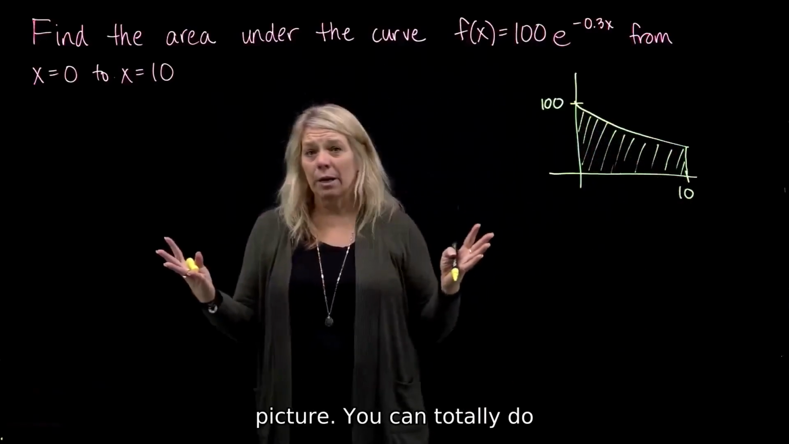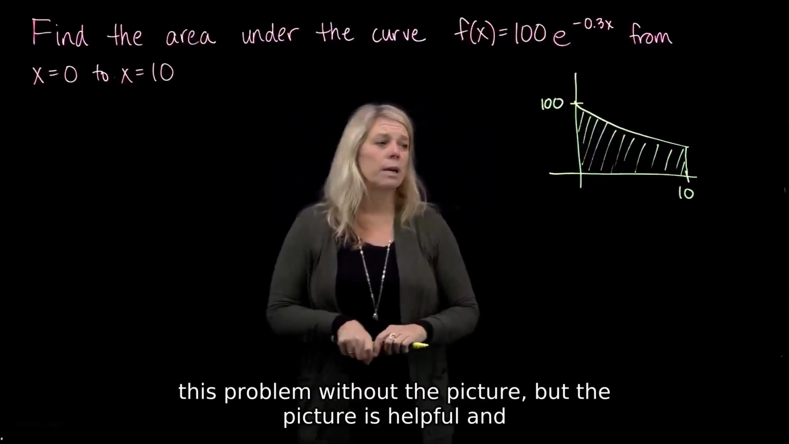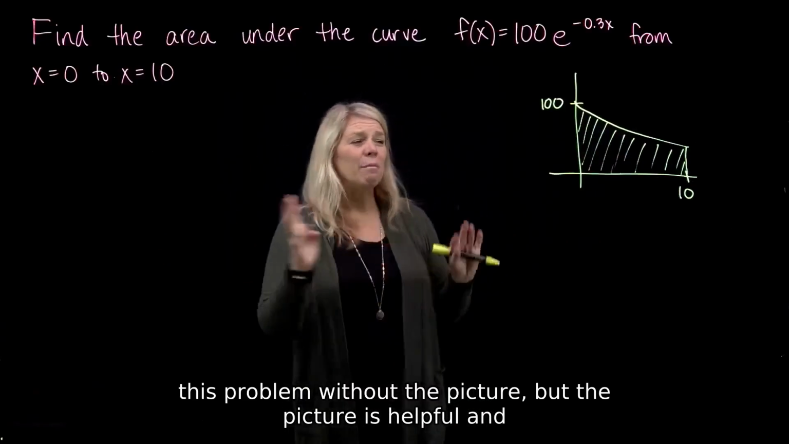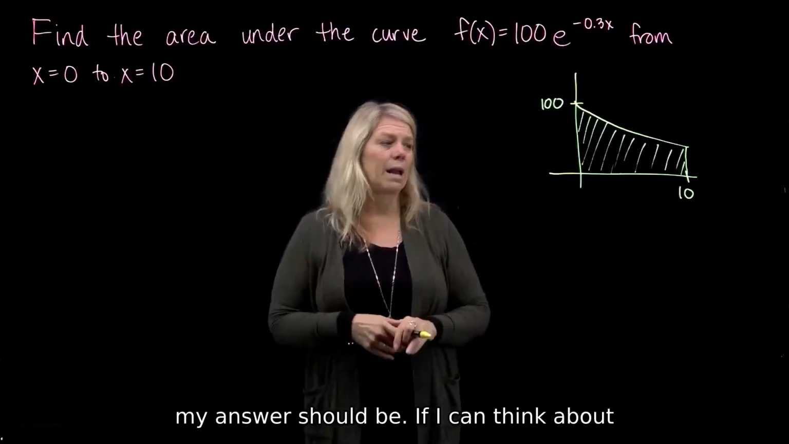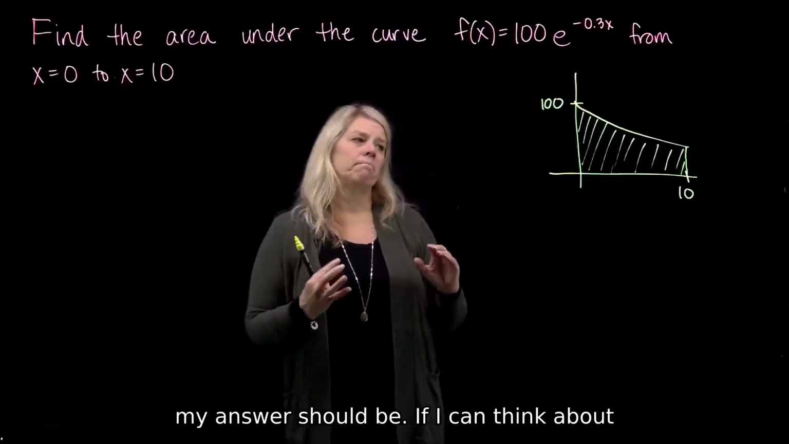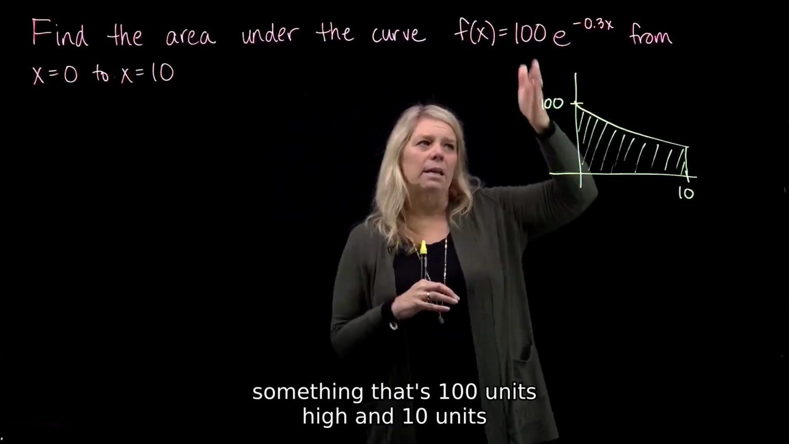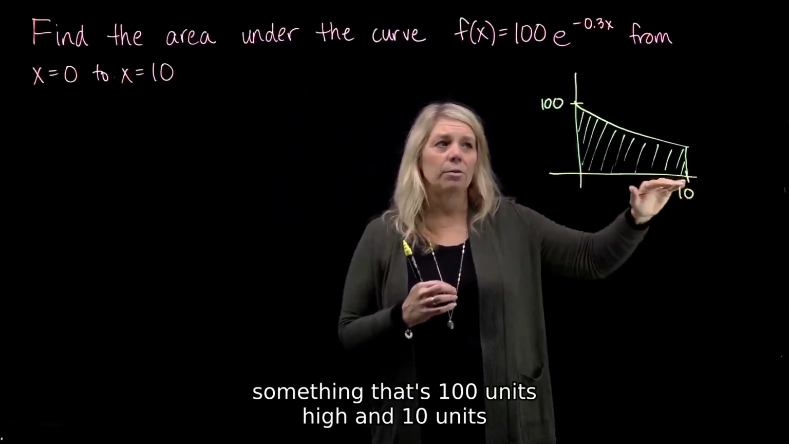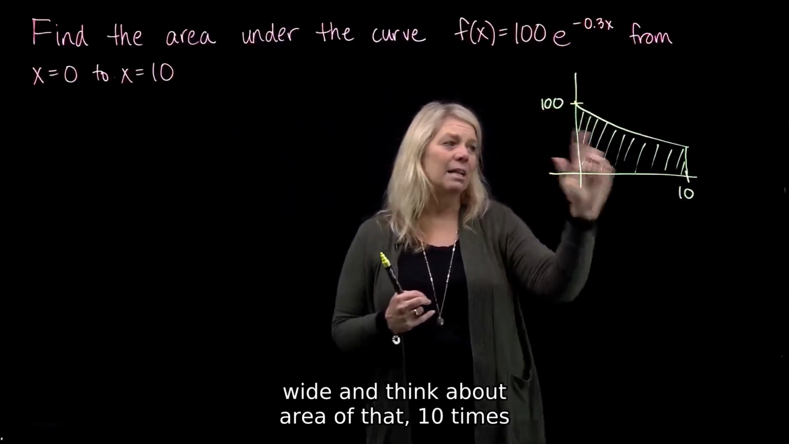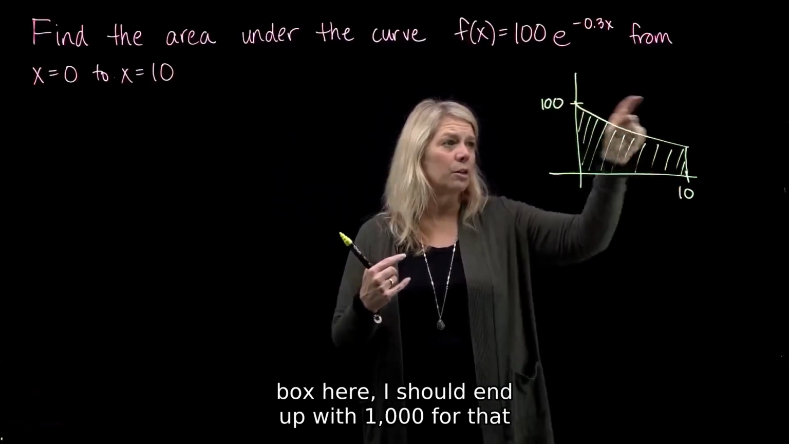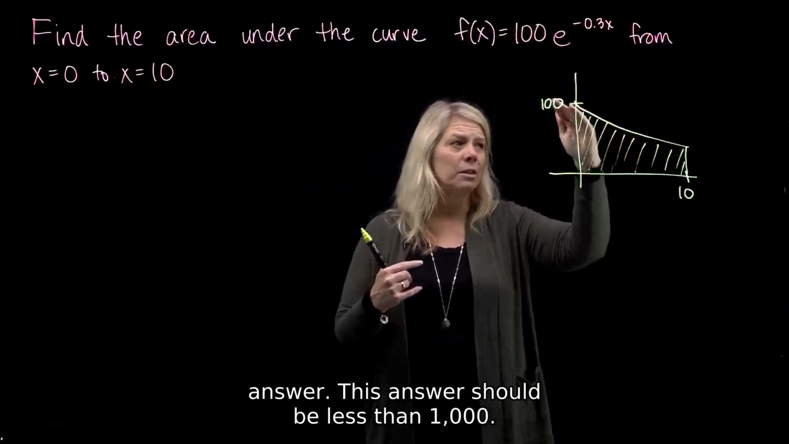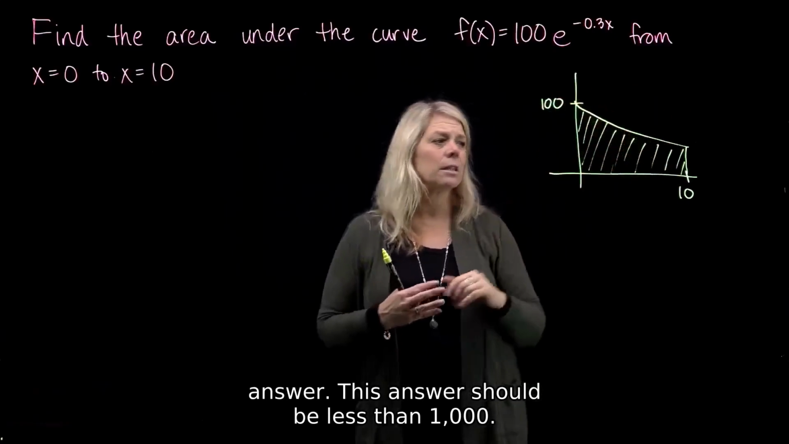So you don't have to draw a picture. You can totally do this problem without the picture, but the picture may be helpful to just think about ballpark figures, how big or small my answer should be. If I can think about something that's 100 units high and 10 units wide and think about the area of that, 10 times 100 is 1,000. So if this were just a complete box here, I should end up with 1,000 for that answer. So this answer should be less than 1,000.